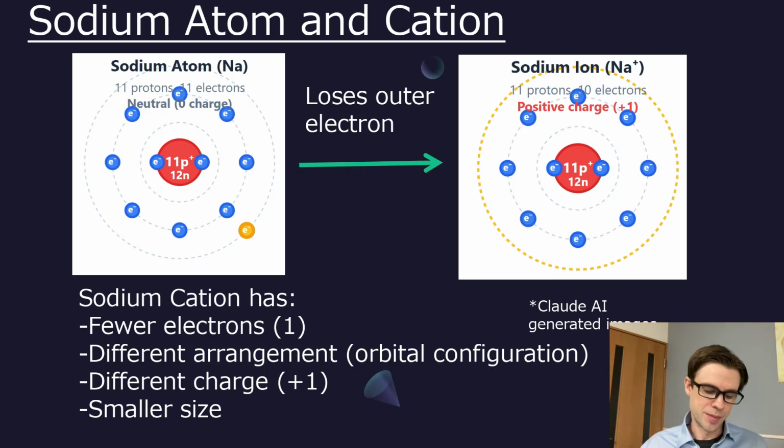So in summary, what has happened here? One fewer electron, different orbital configuration, different electron configuration. It's now isoelectronic with the most recent noble gas. It's got a different charge, +1, and it's got a smaller size.